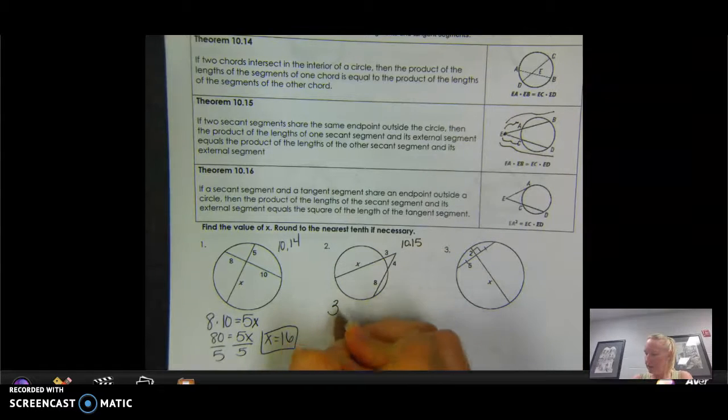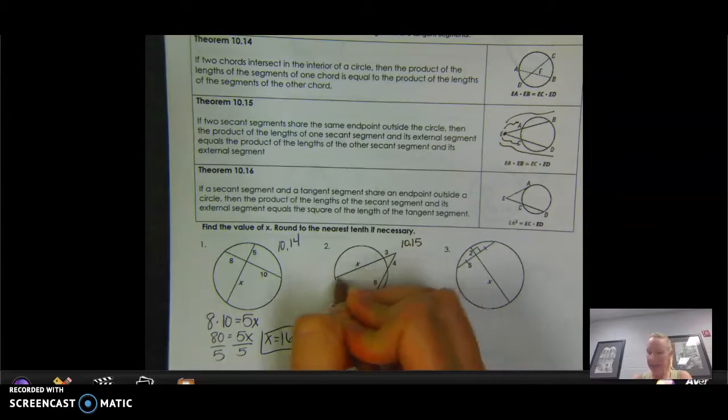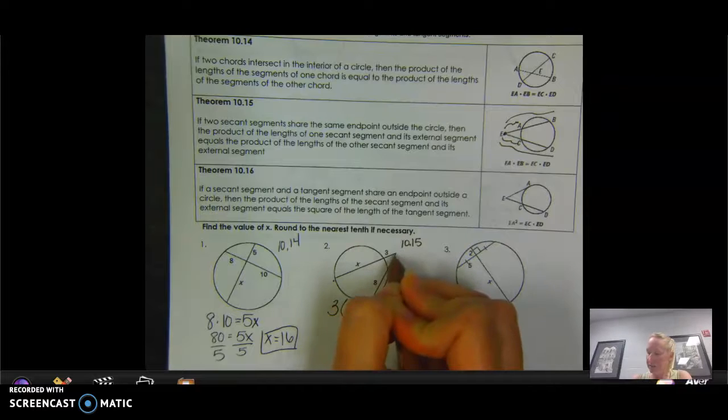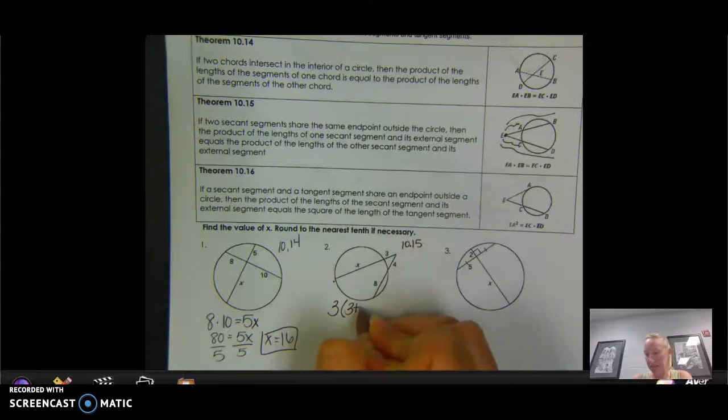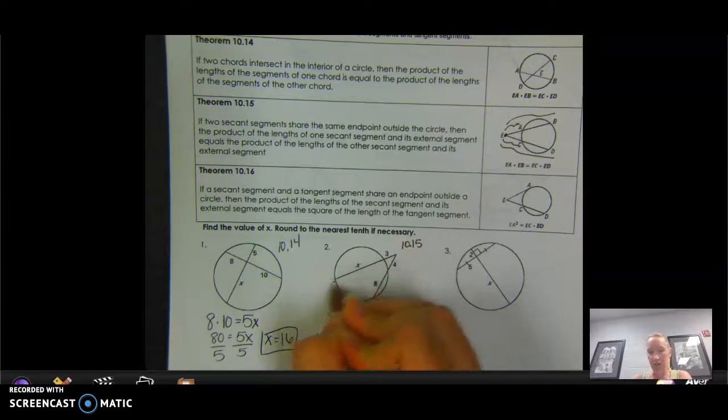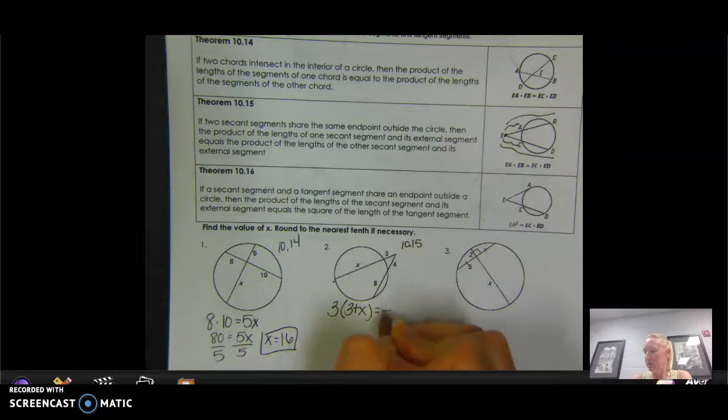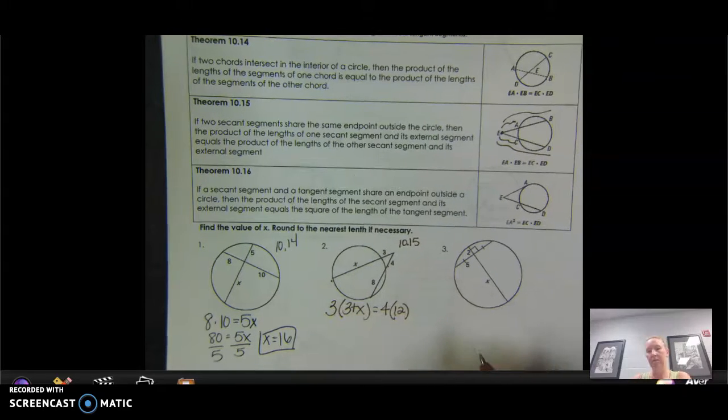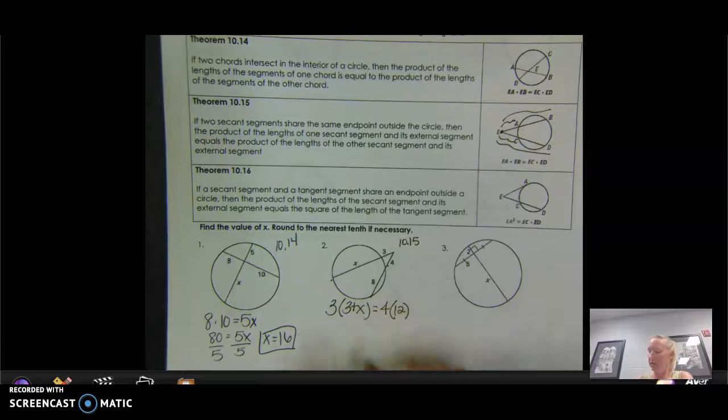So 3 times, now the entire length is not x. The entire length is 3 plus x, and it's not 3 times x, it's 3 and then this additional x, right? That is equal to 4 times 4 plus 8, which is 12. So you've got to be careful on that and add to make your whole length. So I'm going to distribute, and I get 9 plus 3x equals 48. I'm going to subtract 9 from both sides, so I get 3x equals 39. Divide by 3, I get x equals 13.